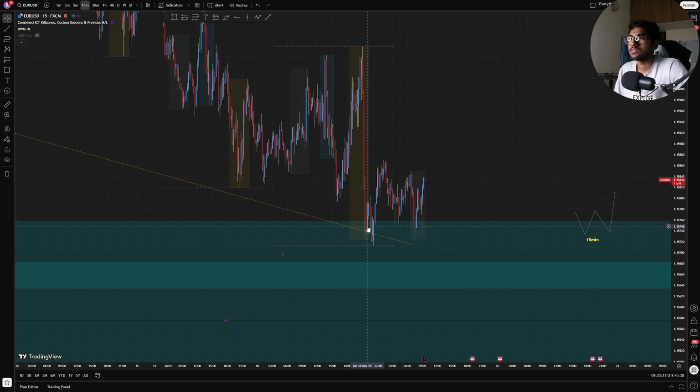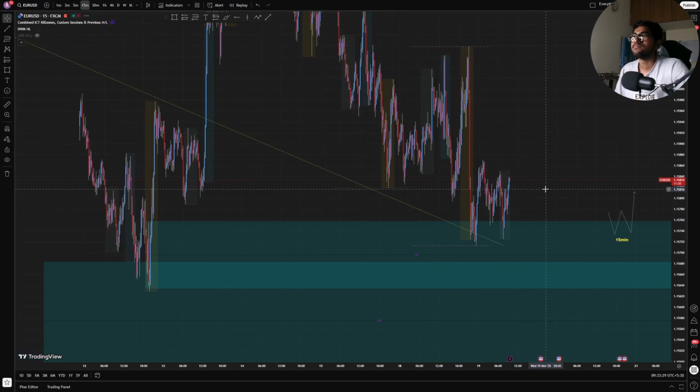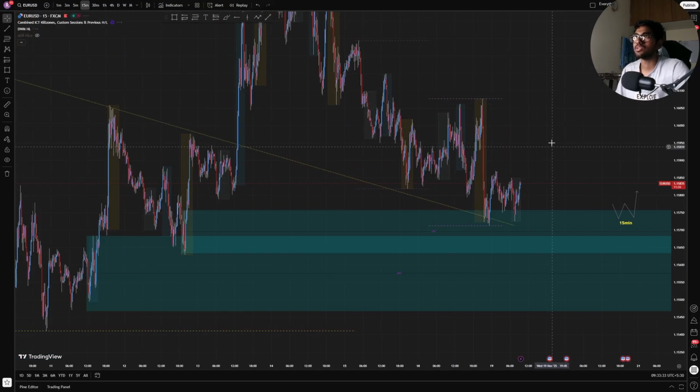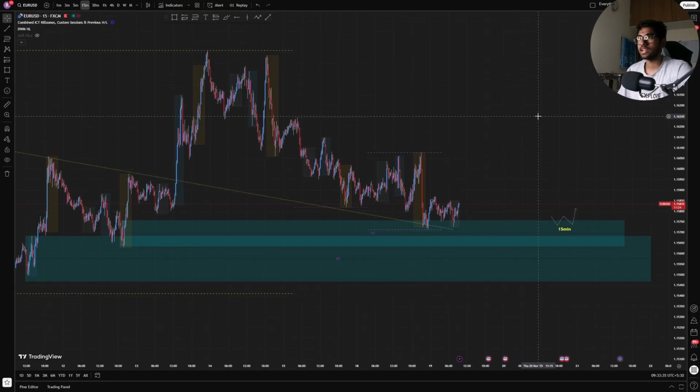So 1, 2, 3, 4. If we're going to take this as a swing, that means price has given us a change of character. And we had to enter this trade in the night, which is physically not possible, right? It is not possible to take a trade, but we'll have to wait and watch. We will give some time for EURUSD. We'll come back to it later in the day.